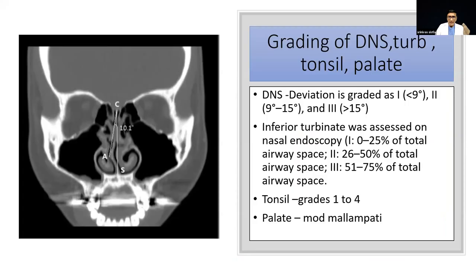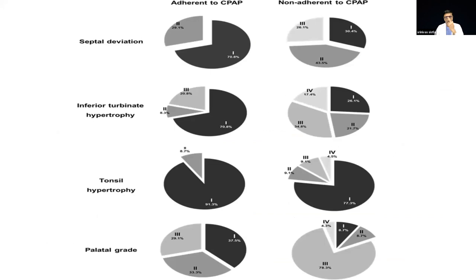Now, amongst all the lists that have been listed before, septal deviations and turbinate hypertrophies have been found to have a significant impact on PAP therapy adherence. If you look at the results from a paper that's published by the Stanford group, if you look at this row and this row, the row on the left side is patients who are adherent to CPAP and non-adherent to CPAP. Septal deviation patients were completely non-adherent to CPAP, whereas patients who didn't have gross septal deviations were adherent to CPAP. And the same story goes for inferior turbinate hypertrophy as well.